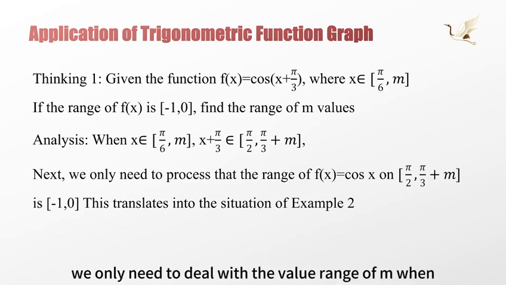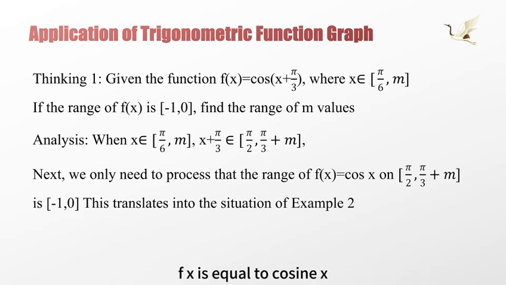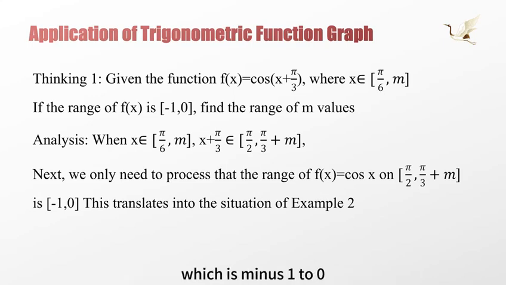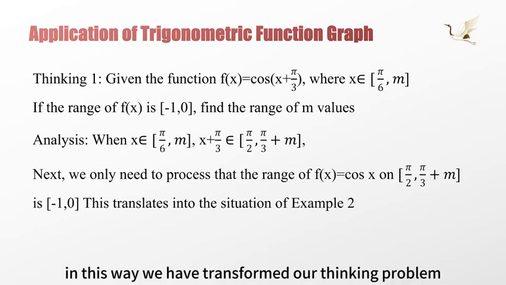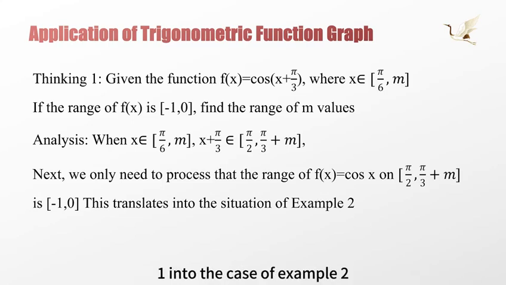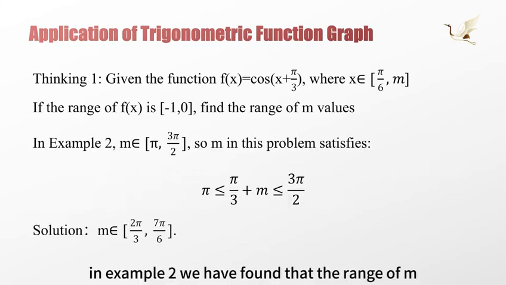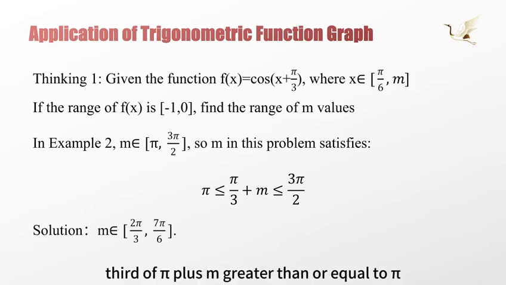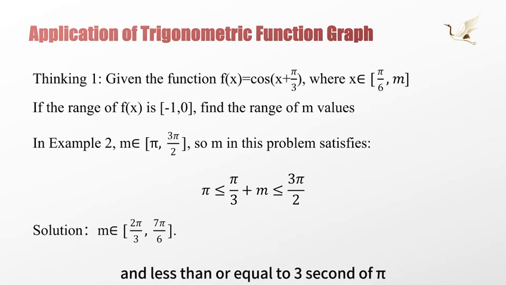Next, we only need to deal with the value range of m when f(x) equals cosine x in the closed interval from 1/2 pi to 1/3 pi plus m, which is -1 to 0. In this way, we have transformed thinking problem 1 into the case of example 2. In example 2, we found that the range is the closed interval from pi to 3/2 pi. So for thinking problem 1, 1/3 pi plus m should be greater than or equal to pi and less than or equal to 3/2 pi.